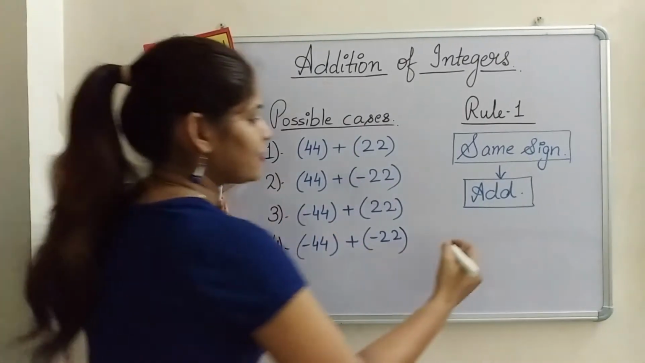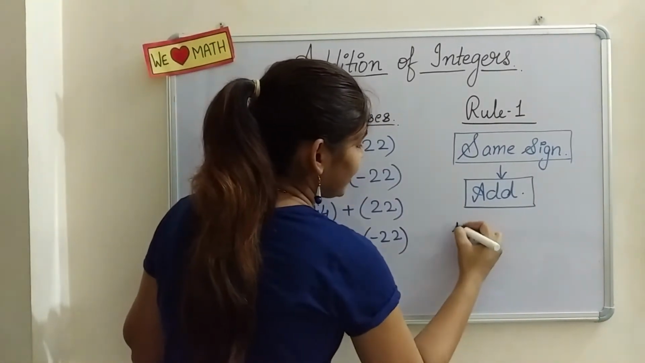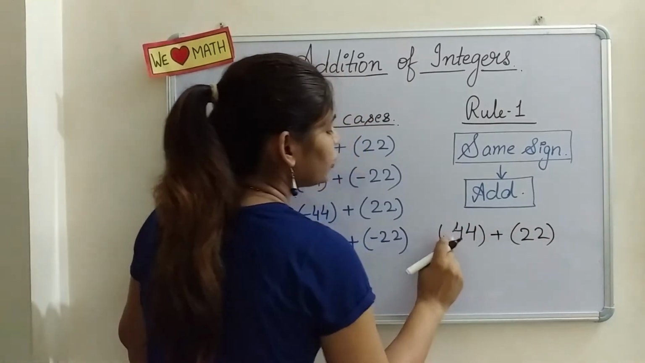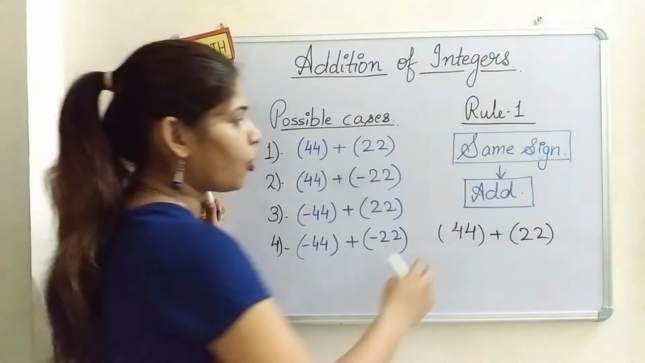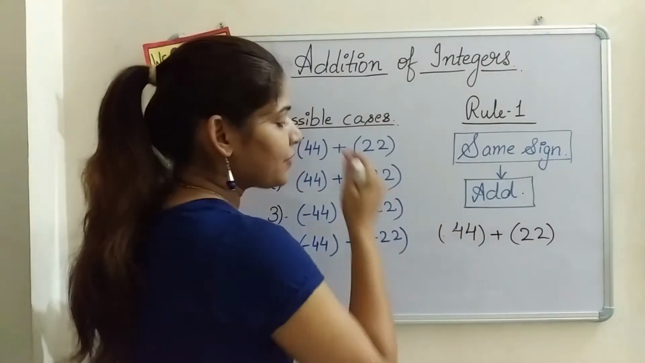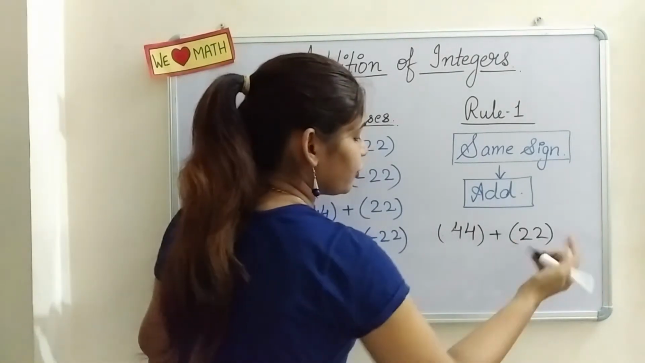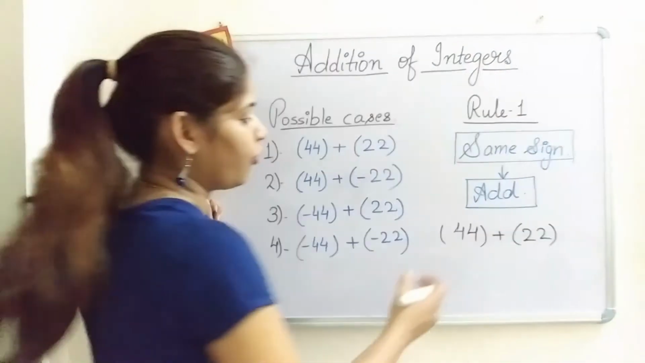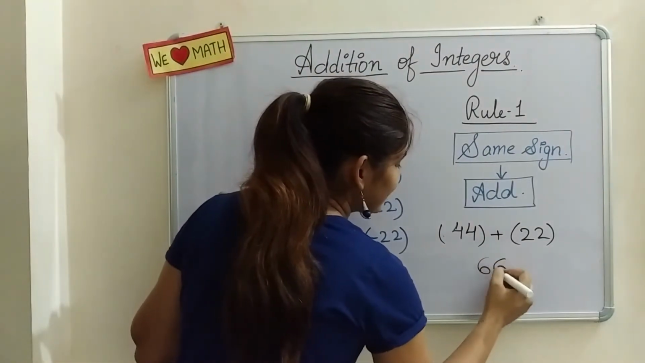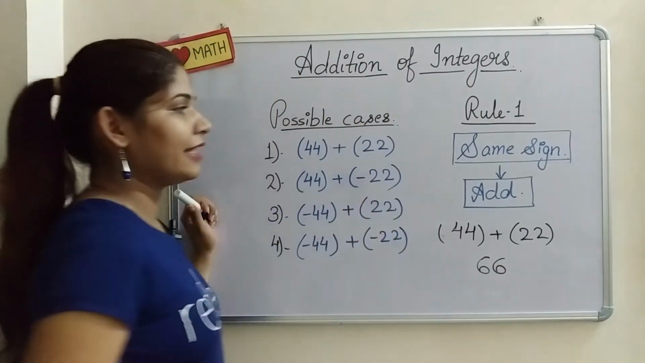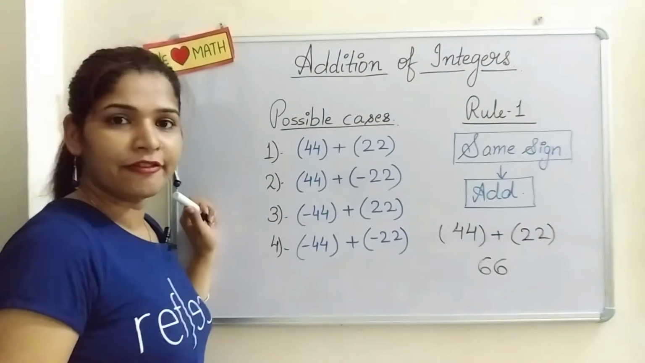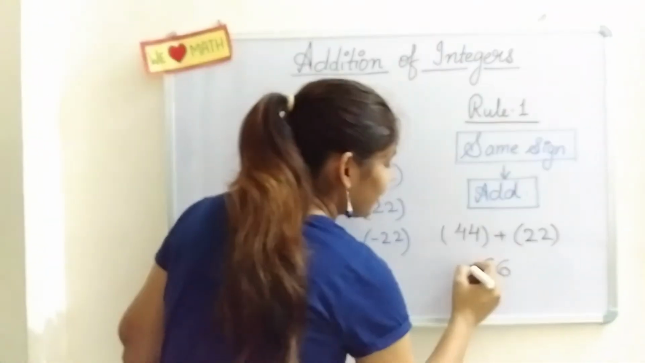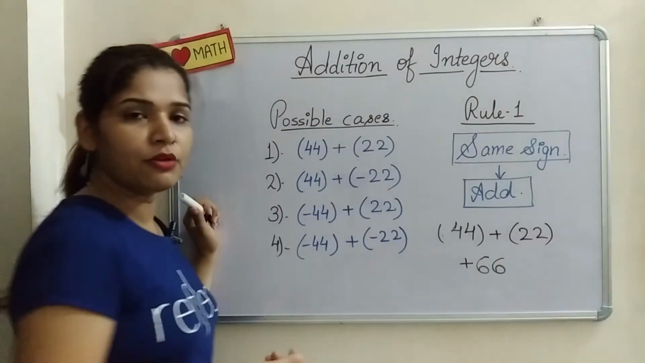Like in the first case we have plus 44 plus 22. Both the integers are positive, so of course we have to add. Add means 44 plus 22. We write down the addition of the absolute value of both the numbers, so the answer will be 66. But what will be the sign? Will it be positive or negative? Yes, of course it is positive, because both the numbers are positive. So the answer will be plus 66, or we can simply write 66.